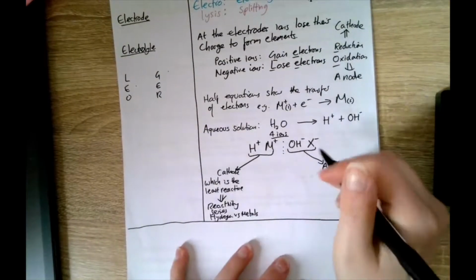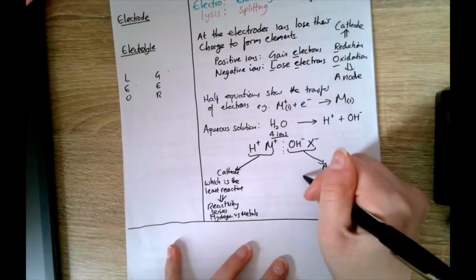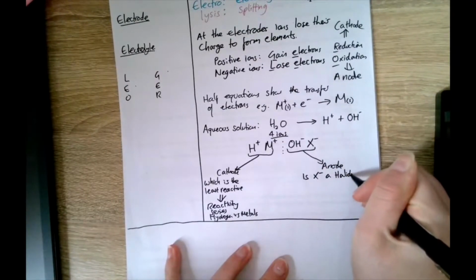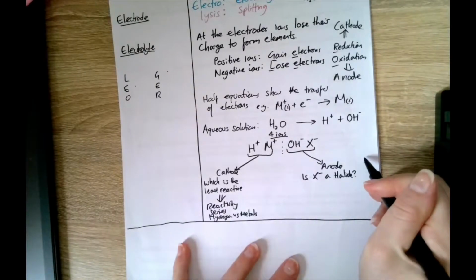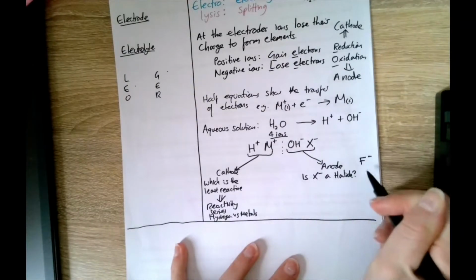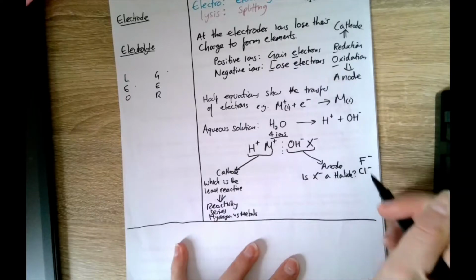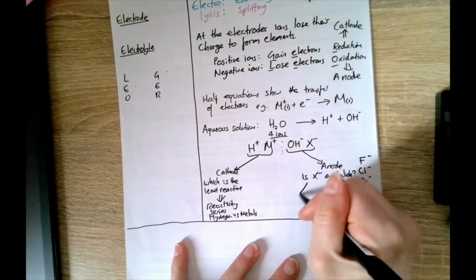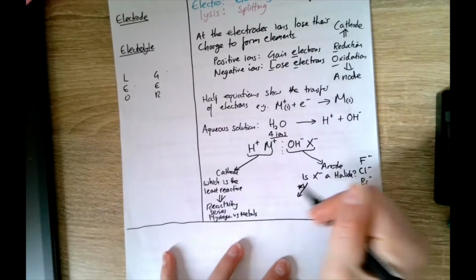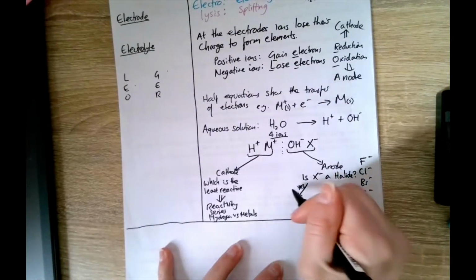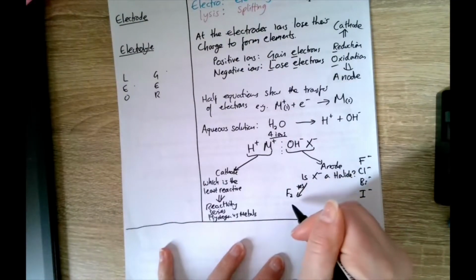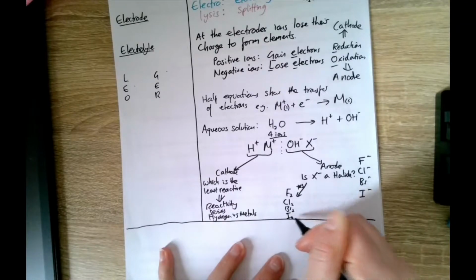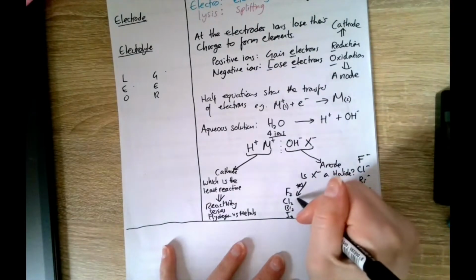At our anode, the question we want to ask is: is X a halide? So our halides are our group 7 ions, so fluoride, chloride, bromide or iodide. If our answer here is yes, then what we would get formed is the halogen equivalent, so F2, Cl2, Br2 or I2, because this is how our halogens exist as elements.